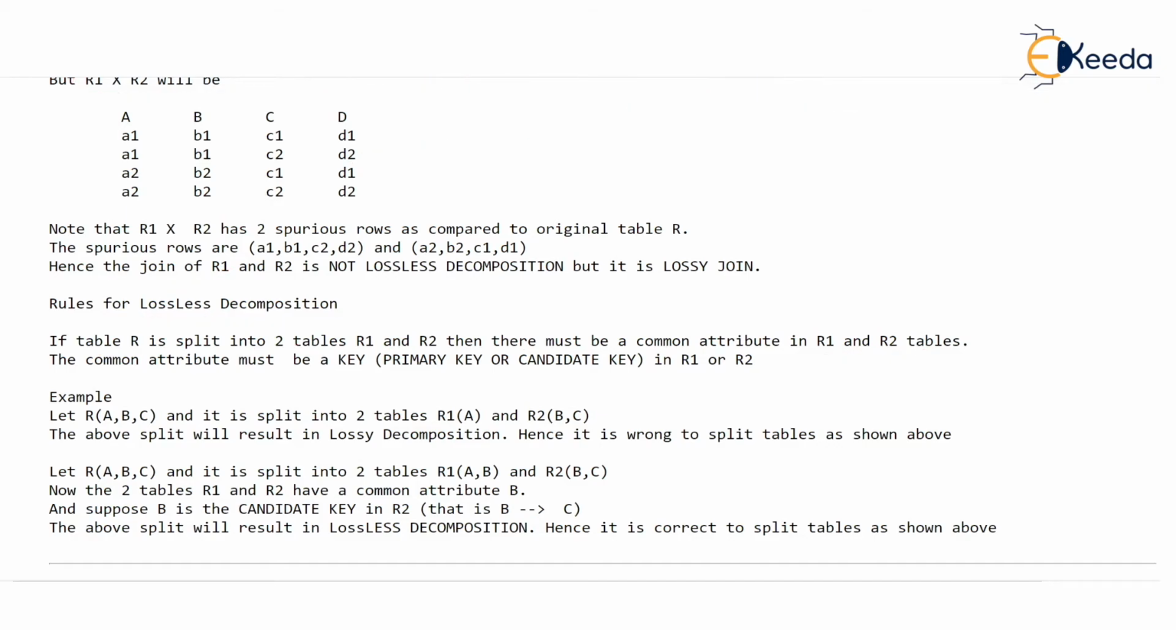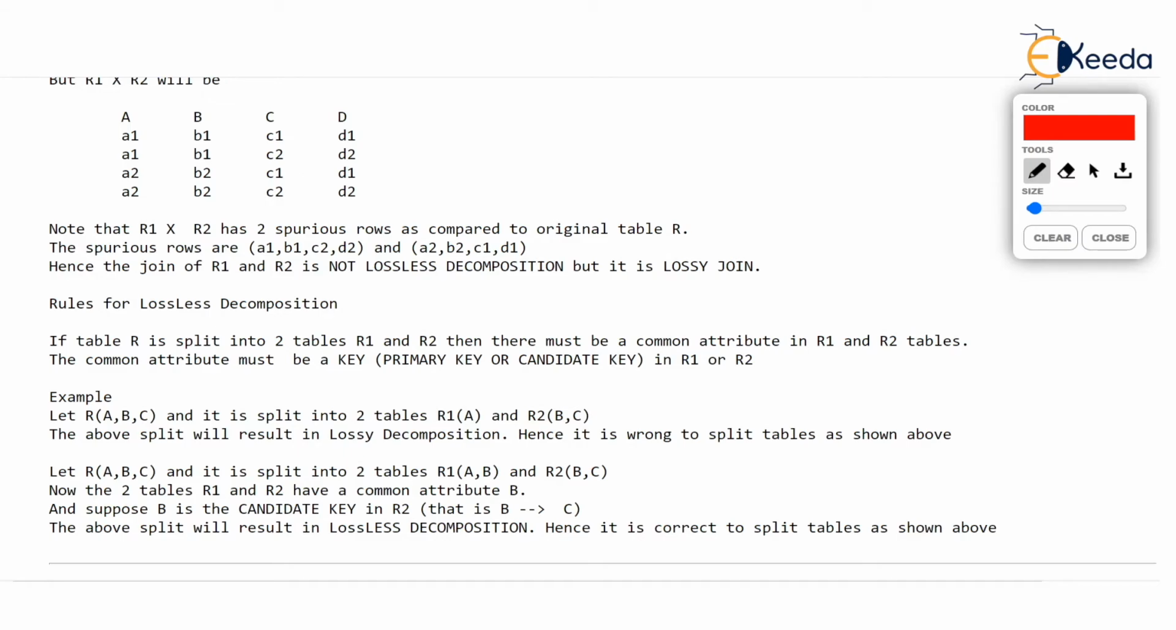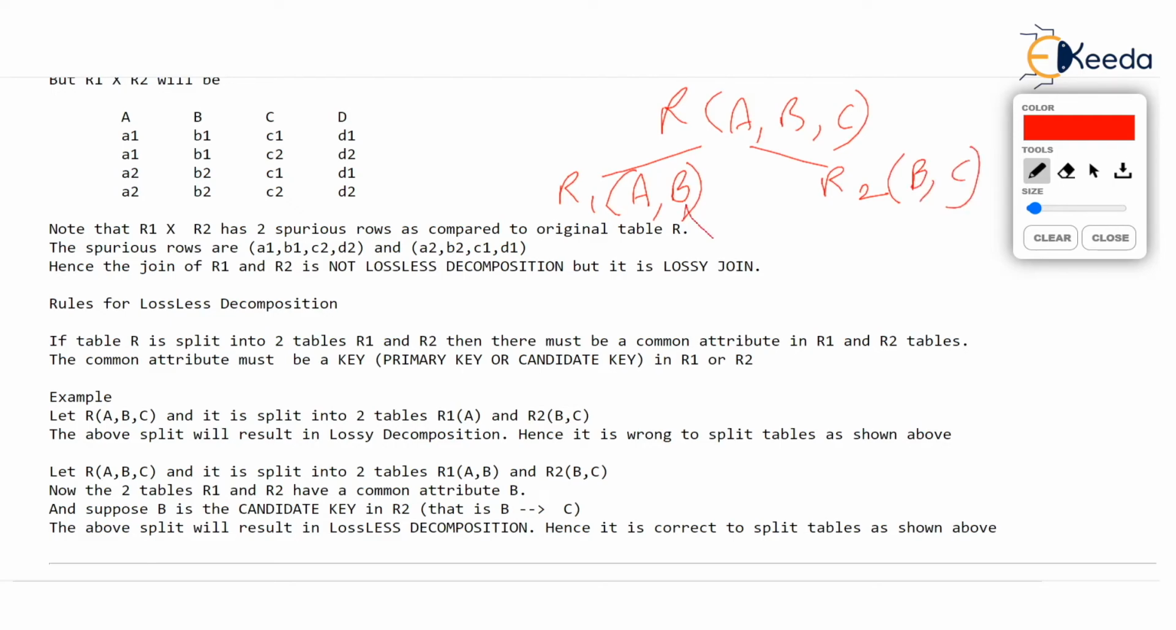So, as an example, if R is a table and it has three attributes A, B, C, and we are decomposing it into two tables R1 and R2, then suppose R1 has two attributes A and B and R2 has two attributes B and C. Now this is okay because there is a common attribute B in both the tables. So this is the first thing that should be satisfied when you split or decompose the table into two tables.